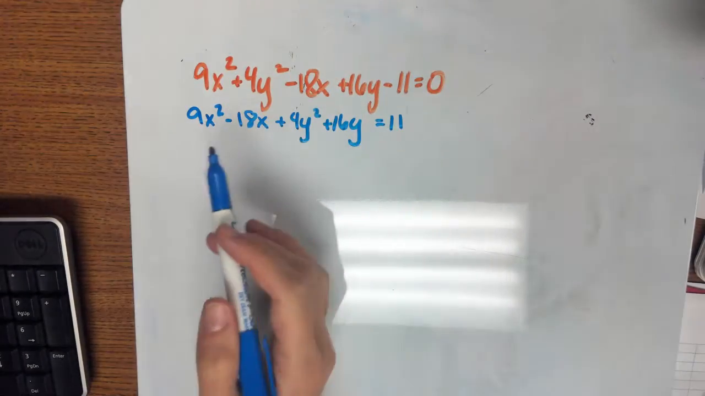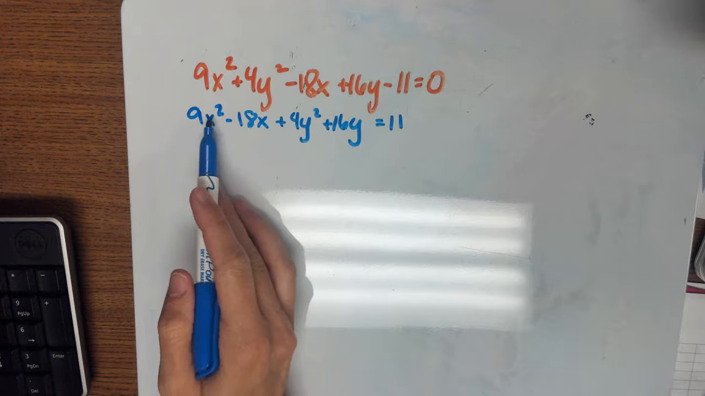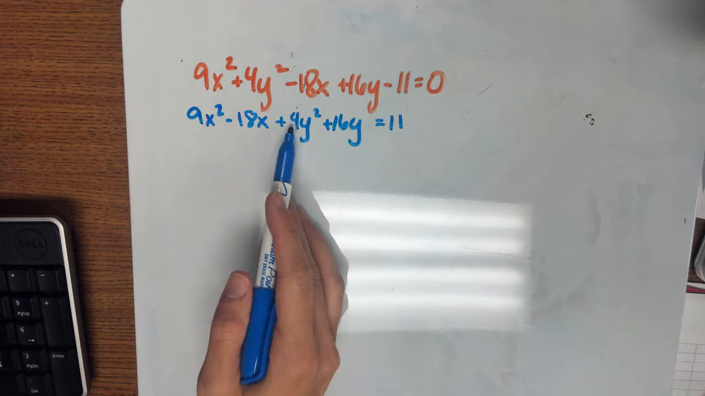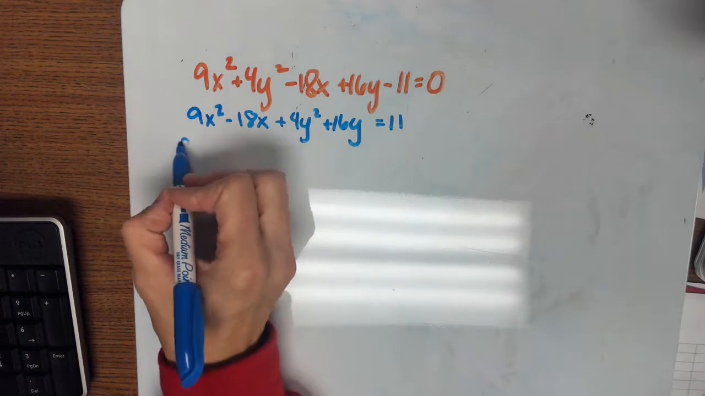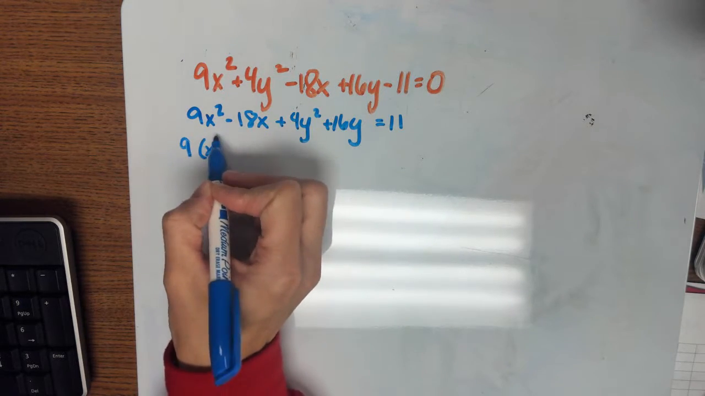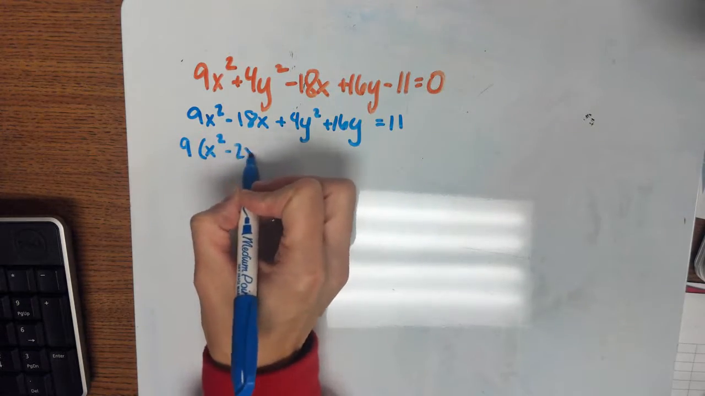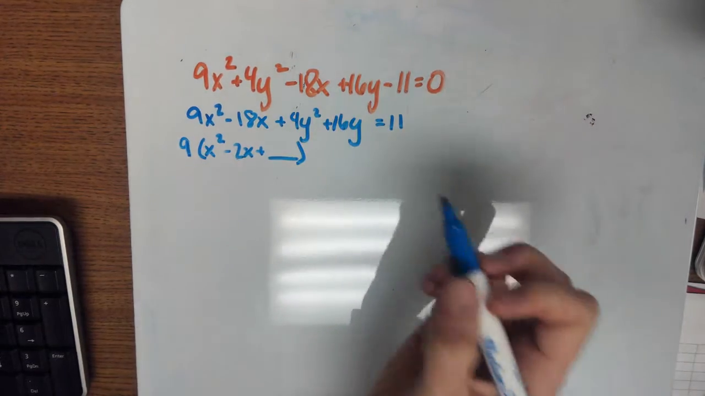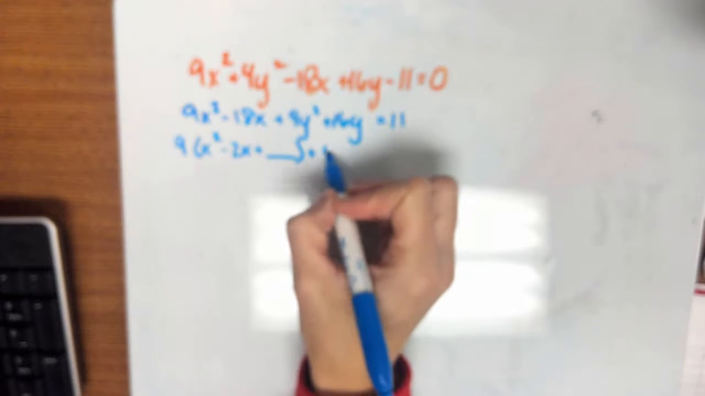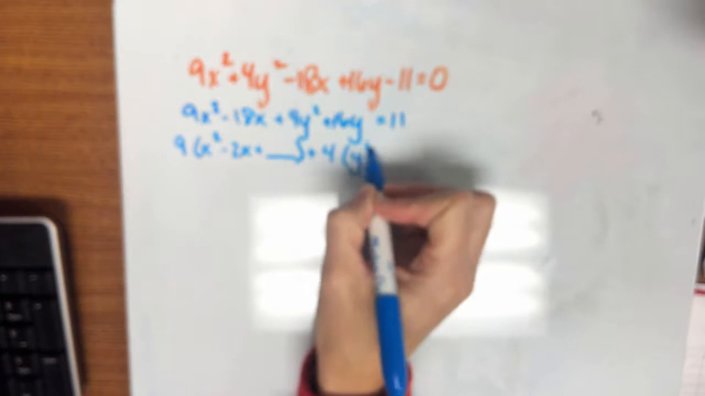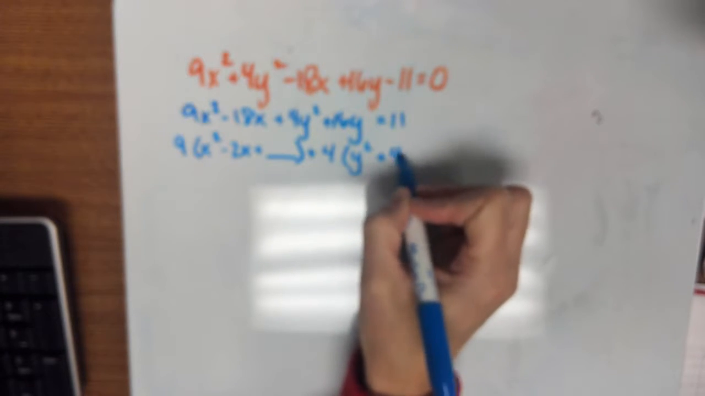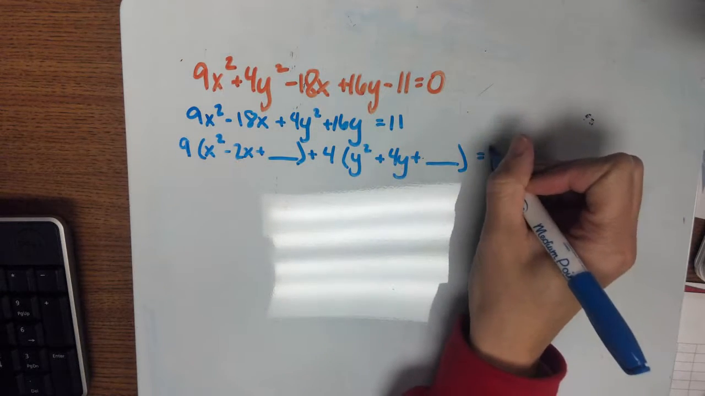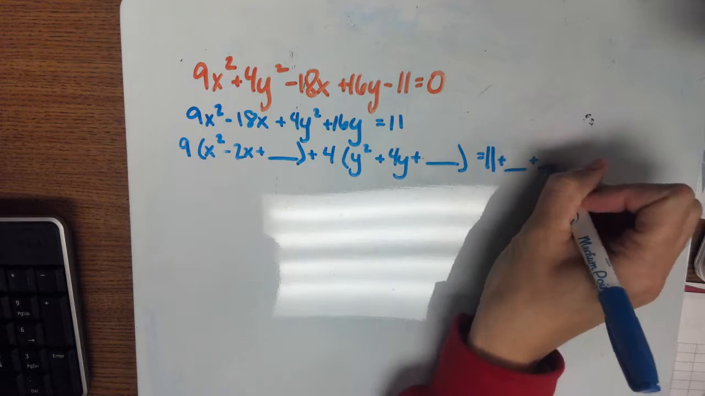Then, instead of completing the square like we're used to with just 1x squared, we have to factor out that 9 and we have to factor out that 4. So we can factor the 9 out of just the x values. So x squared minus 2x. Now I'm going to do plus blank like we're used to for completing the square. I'm going to factor 4 out of the y value. So we're allowed to do different values. Plus 4y plus blank equals 11. Oops, I'm sorry. 11 plus 2 blanks.